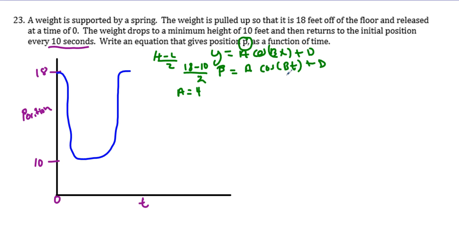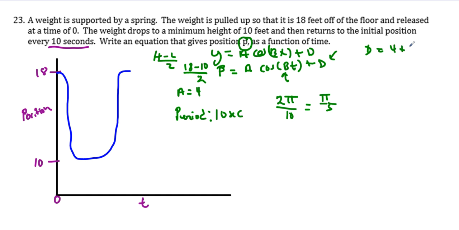We want to find B. Well, our period is 10 seconds. So to solve for B, that's just 2 pi, or going around the circle once, divided by 10, which is equal to pi over 5. So that's going to go right there. Our t is going to remain intact. To find the d, we're going to take amplitude plus low. Amplitude plus low is nothing more than 4 plus 10, which is equal to 14. That's going to go right there.